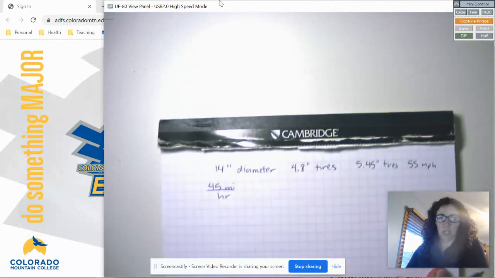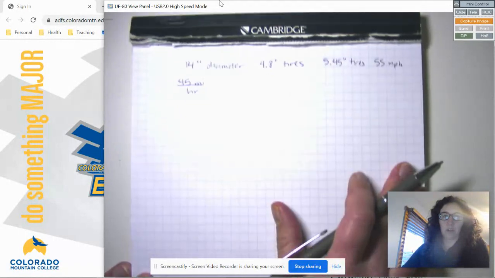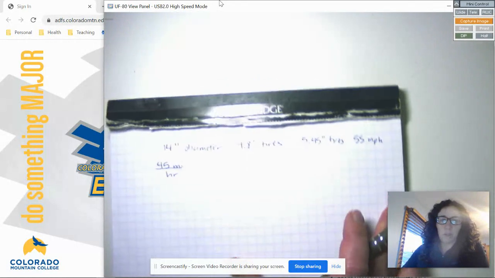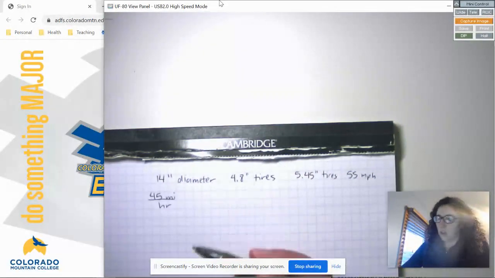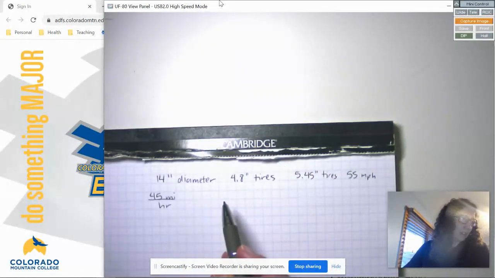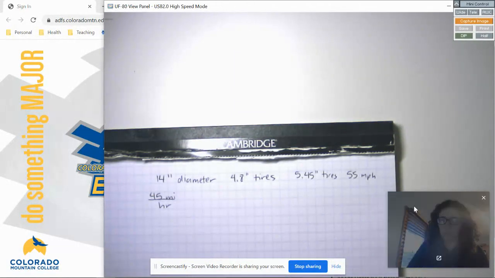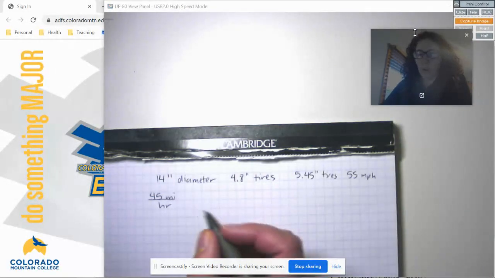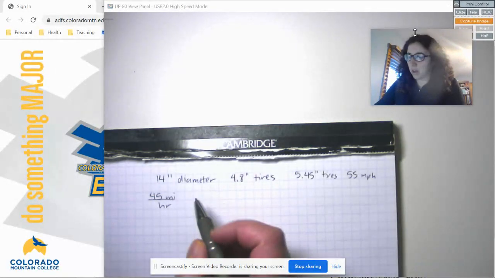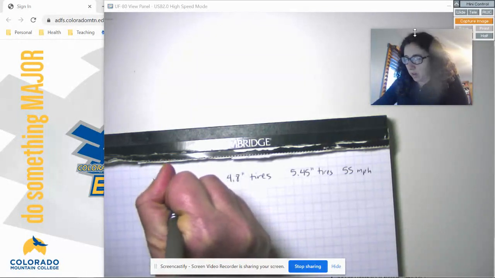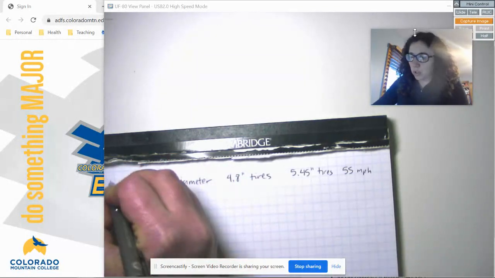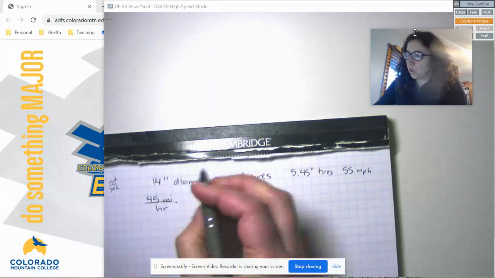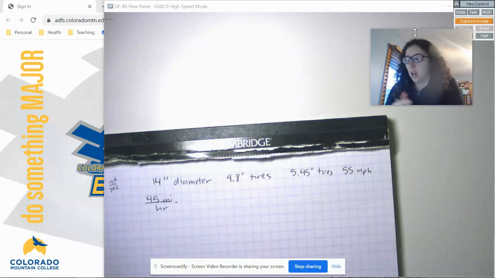Okay, so that's really bright. There we go. Maybe I'll put it up here so it's not quite so bright. All right, so I want to go from 45 miles per hour to rotations per second. That's my goal. Okay, so let's just think about this for a minute.